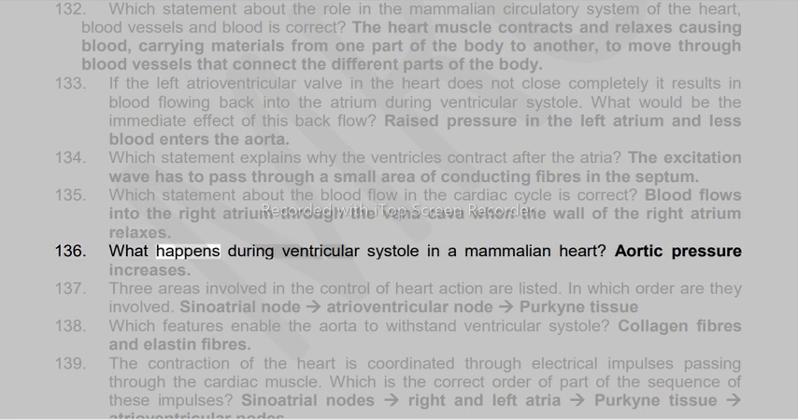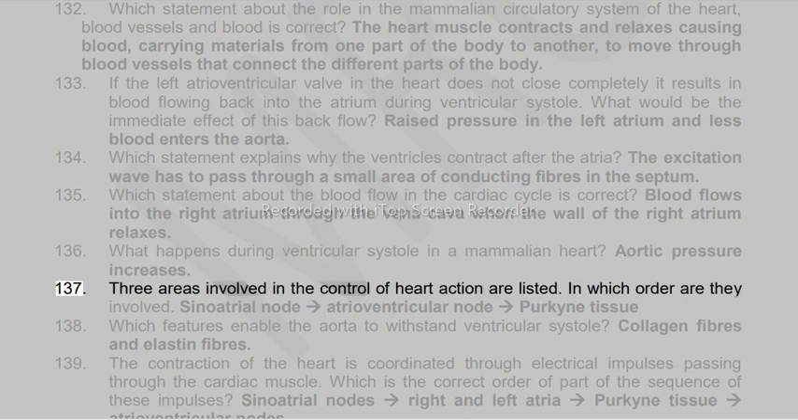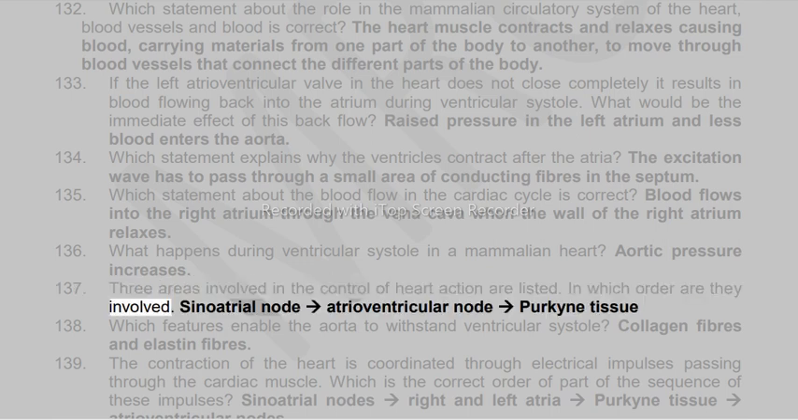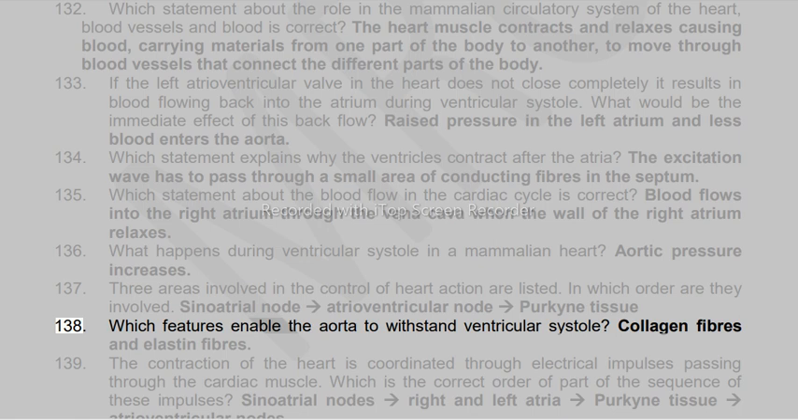136. What happens during ventricular systole in a mammalian heart? Aortic pressure increases. 137. Three areas involved in the control of heart action are listed. In which order are they involved? Sinoatrial node, atrioventricular node, Purkinje tissue. 138. Which features enable the aorta to withstand ventricular systole? Collagen fibers and elastin fibers.